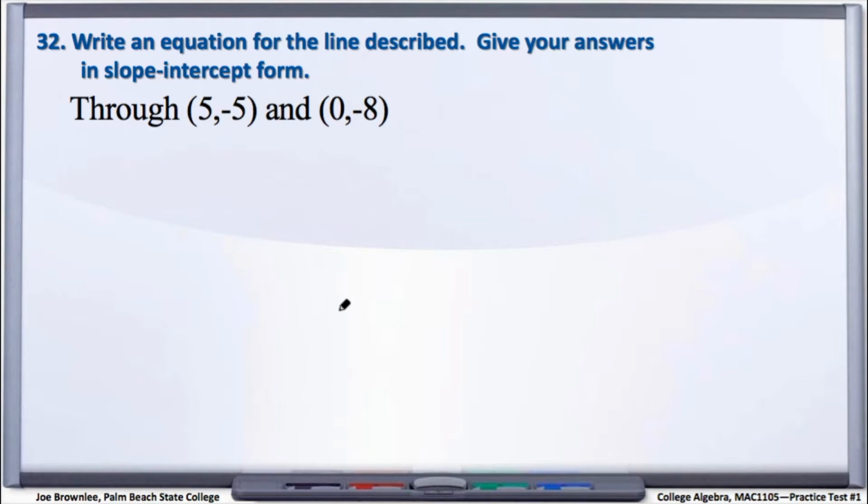All right, 32. Write an equation for the line described. Give your answers in slope-intercept form. And we've been given 2 points. We've been given the point (5, -5) and the point (0, -8).